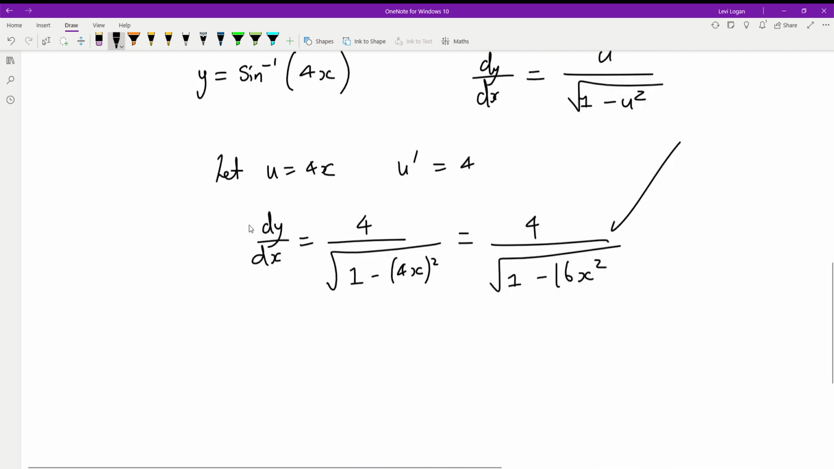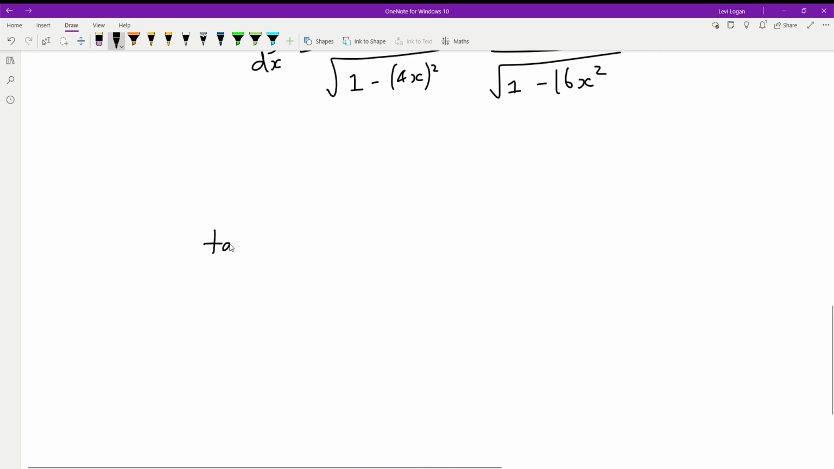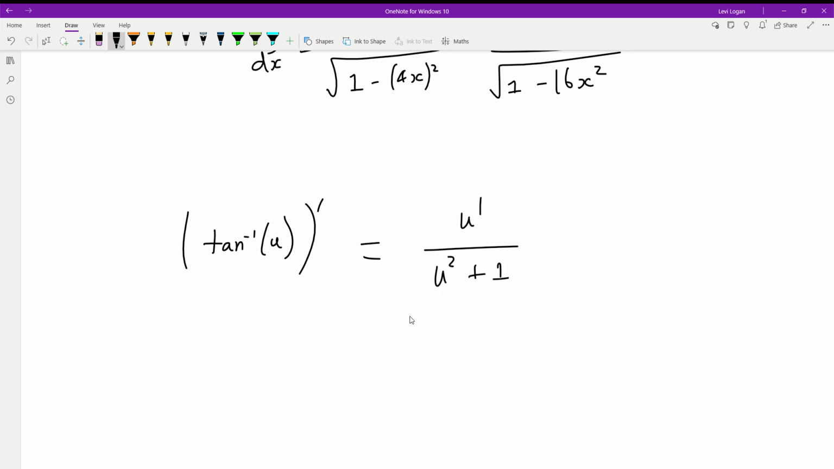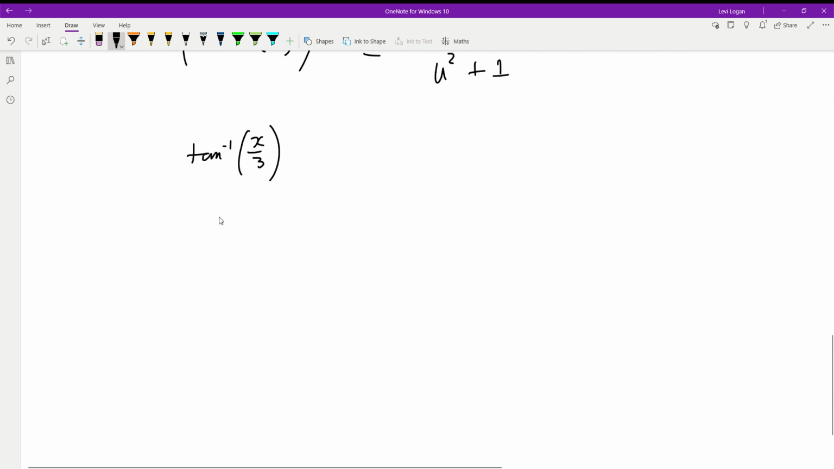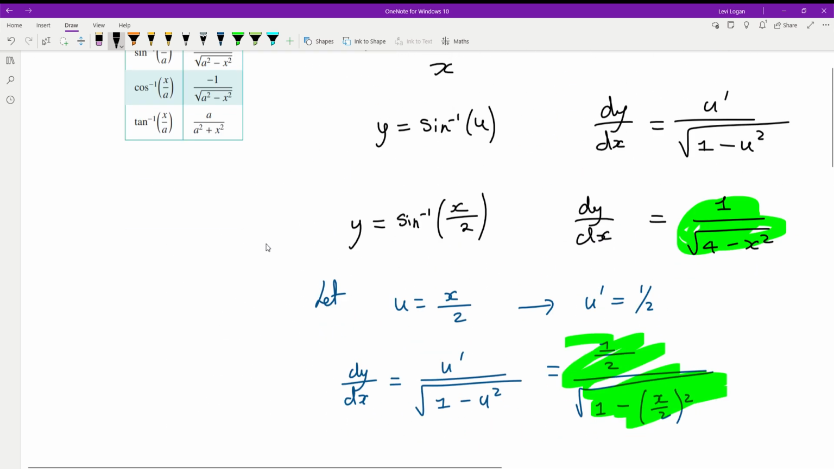Now let's do a tan inverse one. Tan inverse is exactly the same thing. So tan inverse of u, if you want to differentiate that, you're going to have u dash on u squared plus 1. Okay, so it's actually slightly easier. So if we did tan inverse of x on 3 and used our little formula up here, if we differentiate that, we're going to have 3 over 9 plus x squared. I think that's it. Just double check that table there.